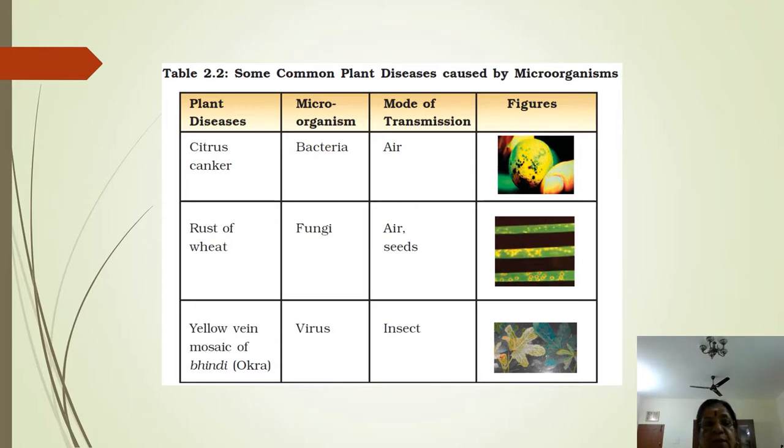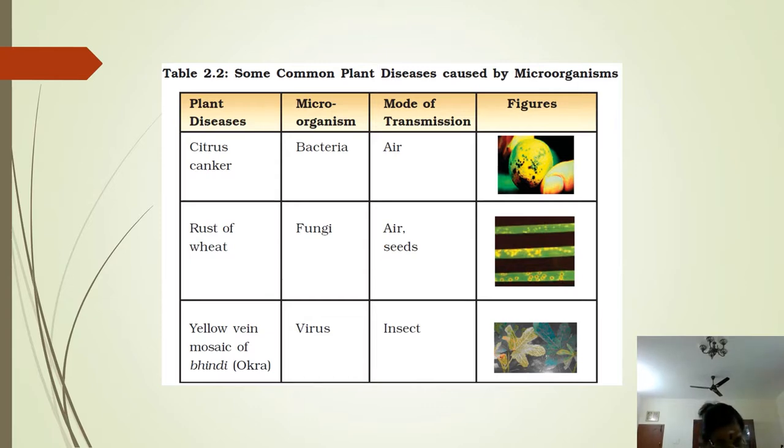Then the third one, yellow vein mosaic of bindi, lady's finger. Yellow vein mosaic of bindi is a viral disease caused by insects. So citrus canker, rust of wheat and yellow vein mosaic of bindi are the three textbook examples of plant diseases.